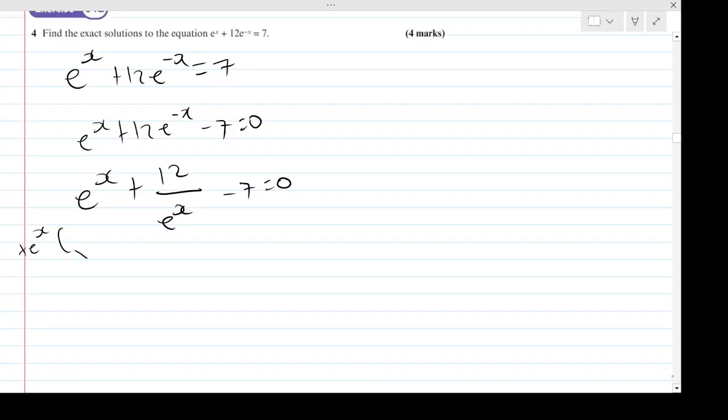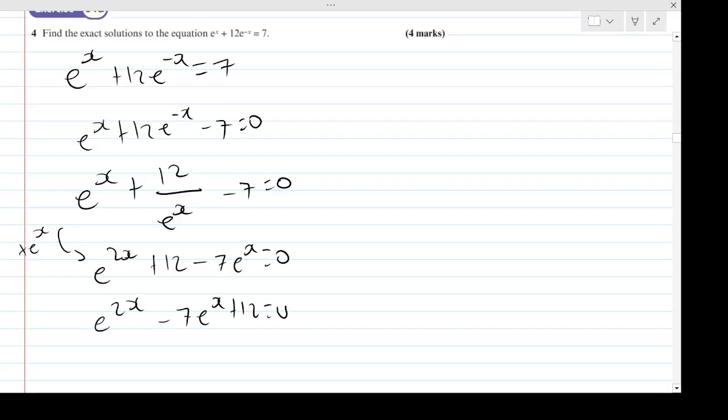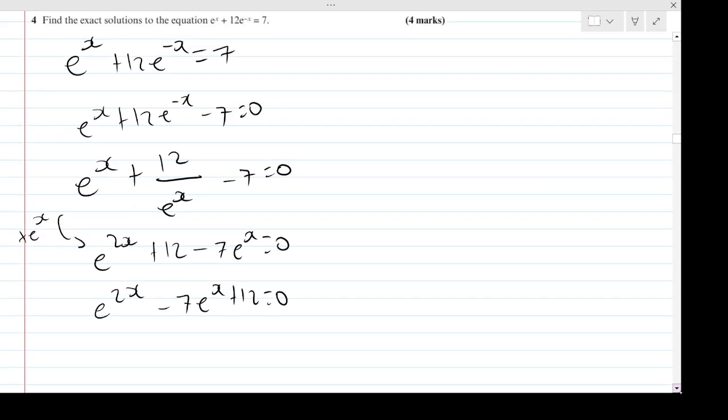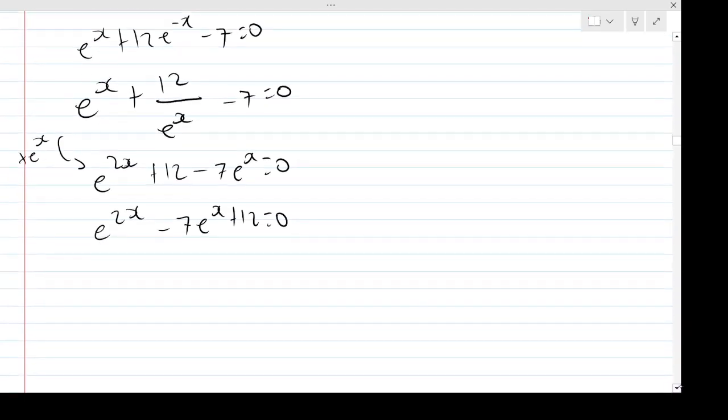right? So then e to the x times e to the x. Well, what's that going to be? If I'm multiplying in this way, I can add the powers, right? Well, what's x add x then? That's 2x, right? So e to the 2x add 12, take away 7e to the x is 0. Hopefully with me there. Now, if I rearrange ever so slightly, e to the 2x minus 7e to the x add 12 equals 0. Hopefully now you spot that's pretty much identical to the last equation we saw.